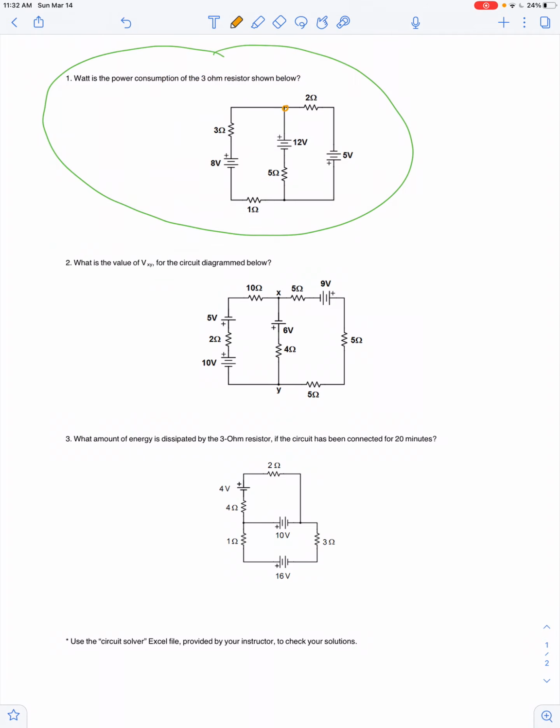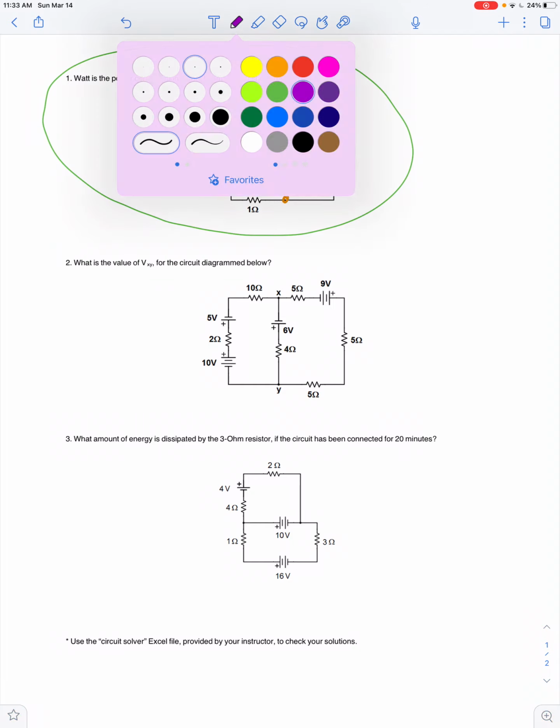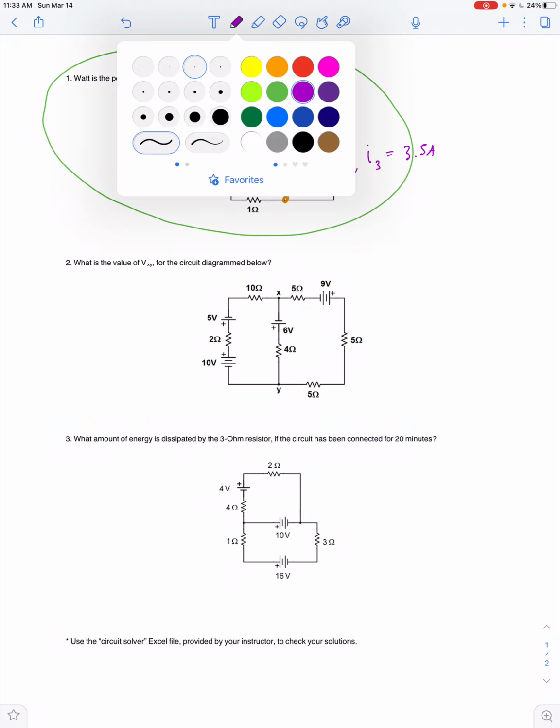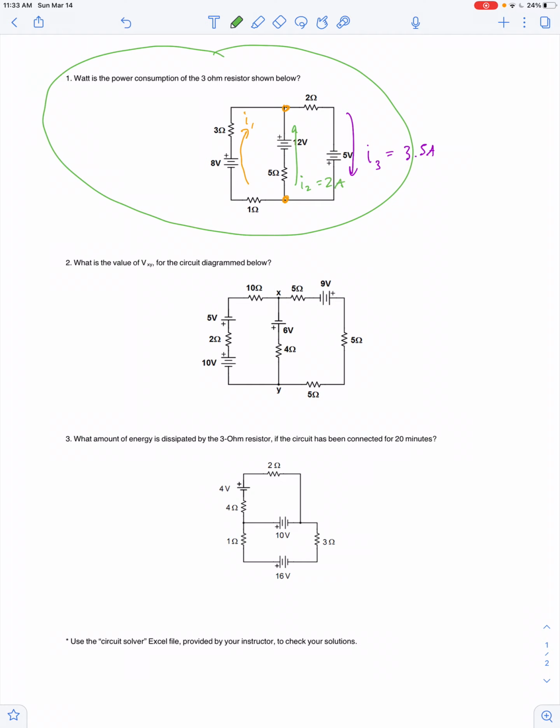We had identified two junctions, and we guessed that there's a current we call I1 flowing upward through the 8-volt battery. We also guessed that there's a current that we labeled as I2 flowing upward through the 12-volt battery, and we guessed that there was a current flowing downward through the 5-volt battery that we called I3. In the end, I3 was equal to 3.5 amps, I2 is equal to 2 amps, and I1 is equal to 1.5 amps.